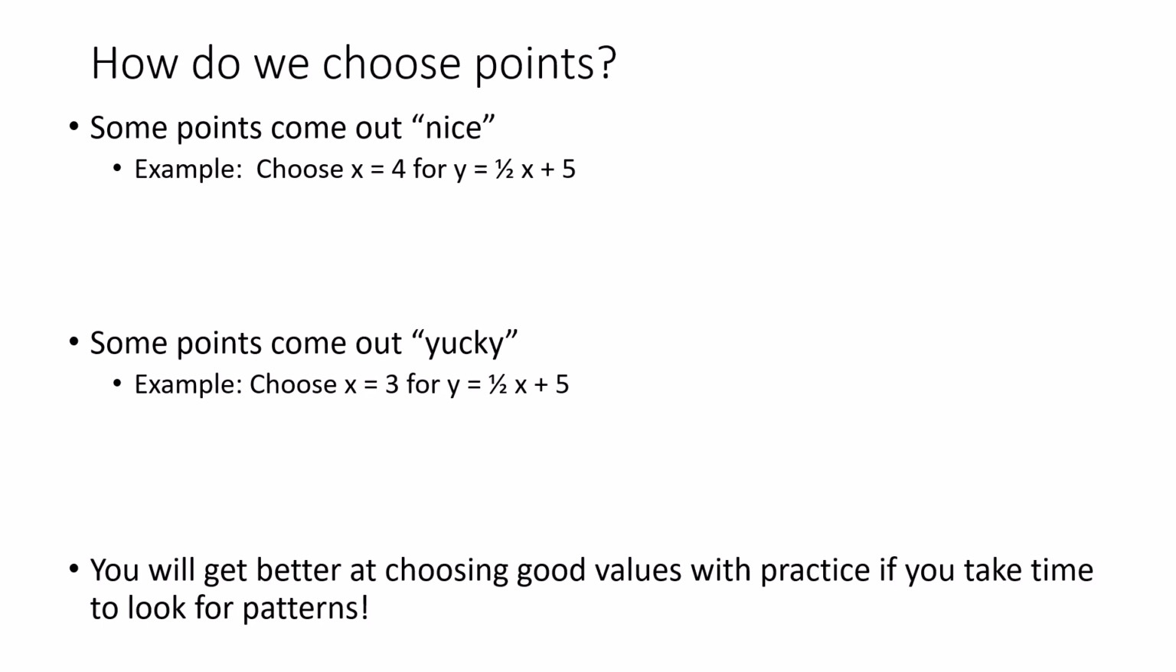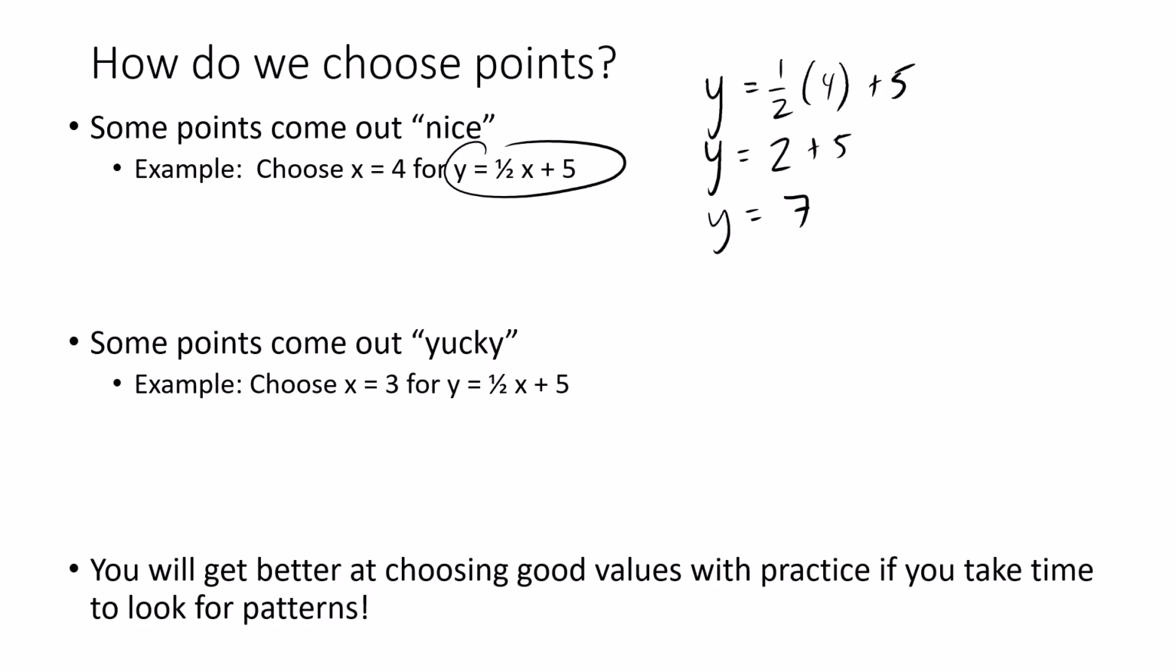Now, how do we choose some points? Some points come out nice. So, for example, if this here is your equation, y equals 1/2 x plus 5, and you choose x is equal to 4. So you have 1/2 times 4 plus 5. Well, 1/2 of 4 is 2, and 2 plus 5 is 7. And so you get this nice point when x is 4, y is 7.